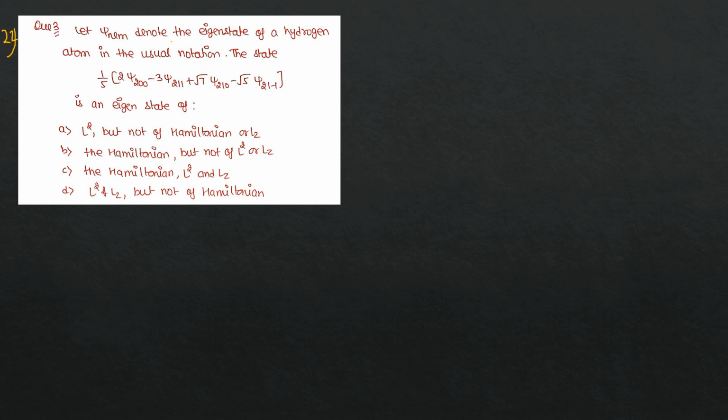Question number 22. Let psi NLM denote the eigenstate of a hydrogen atom in the usual notation. The state, this one is an eigenstate of. See how to solve this one. You have to check what do you have to check to solve this type of question.